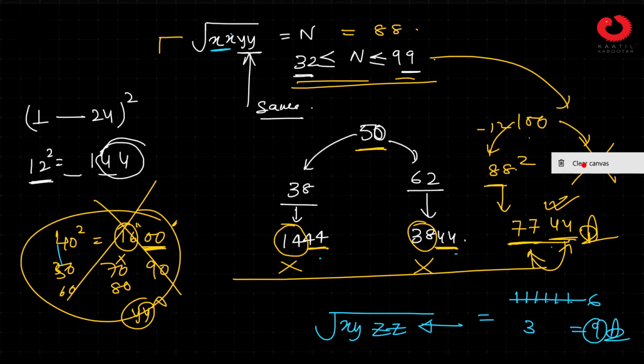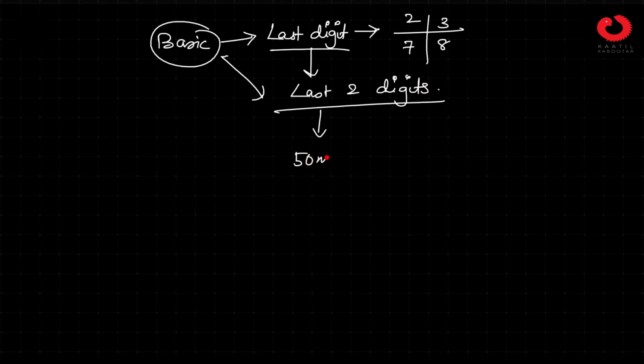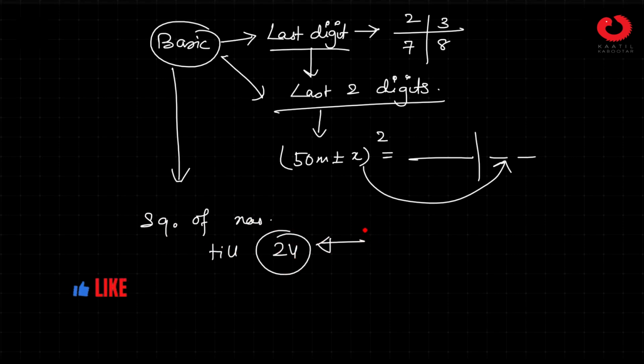So the takeaway, I will be concluding this particular topic. In basic, we saw the concept of last digit. For the last digit, some numbers were missing, which were 2, 3, 7 and 8. Then we saw that the last digit is not sufficient, so we went for the last two digits. For the last two digits, there was one theorem we saw: for any multiple of 50 plus or minus any number x, when you multiply, the last two digits will be the same as the last two digits of x square. This was the second. And from this we concluded that we need to remember the squares of numbers till 24. And once you remember this, all subsequent topics will be easier for you.